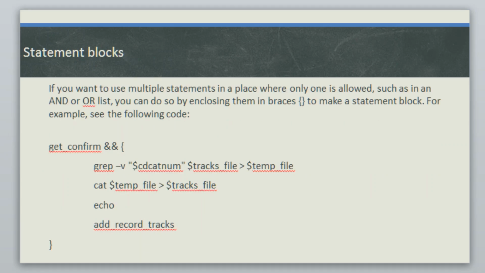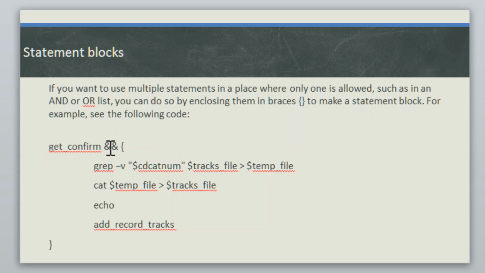We're going to go ahead and talk about statement blocks here. So if you want to use multiple statements in a place where only one is allowed, such as in an AND or OR list, you can do so by enclosing them in curly braces to make a statement block. So for example, we can see the following code here.